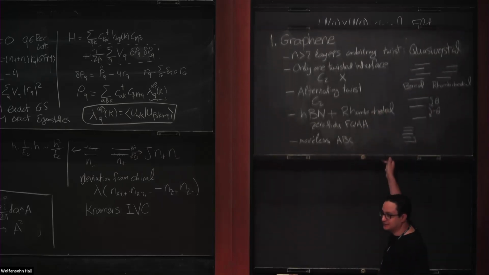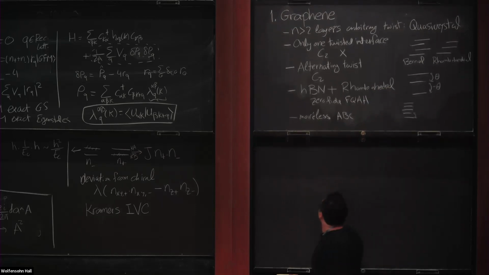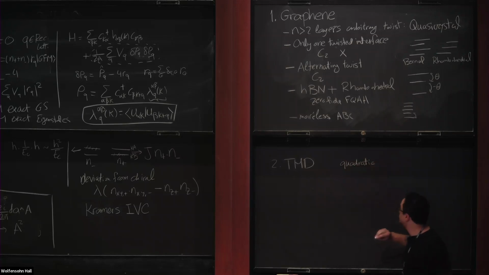And in the final 2 minutes, I'll just very briefly discuss the TMD systems. So these are transition metal dichalcogenides, which, rather than graphene, which is a semi-metal, are semiconductors. So their main difference on a technical level is two things. One of them is that we have a quadratic rather than linear dispersion.